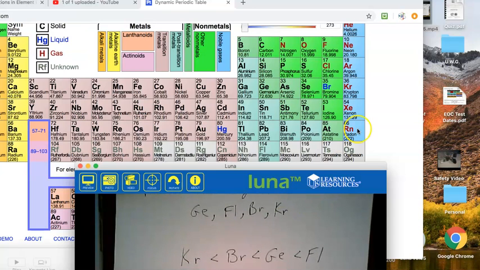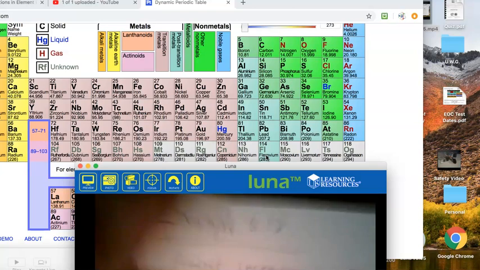is less than bromine. Right? Krypton's less than bromine, which is less than germanium. Okay, germanium's larger. And then the largest would be flerovium. It's furthest to the bottom. It's actually left of bromine and krypton, but it's below germanium, so it's larger than germanium. Okay. All right. Next example here.